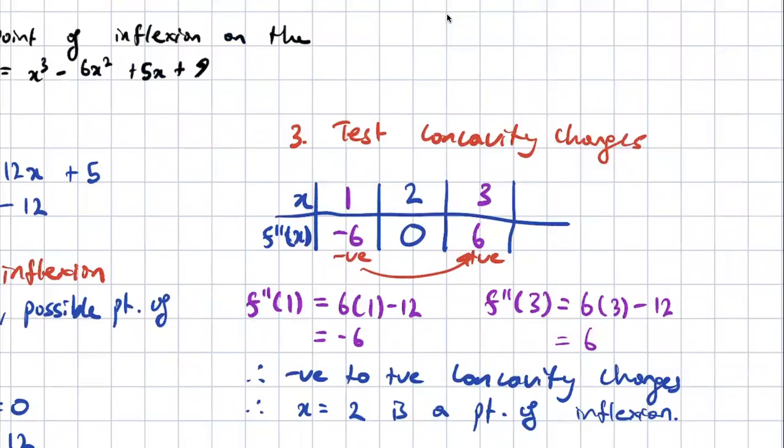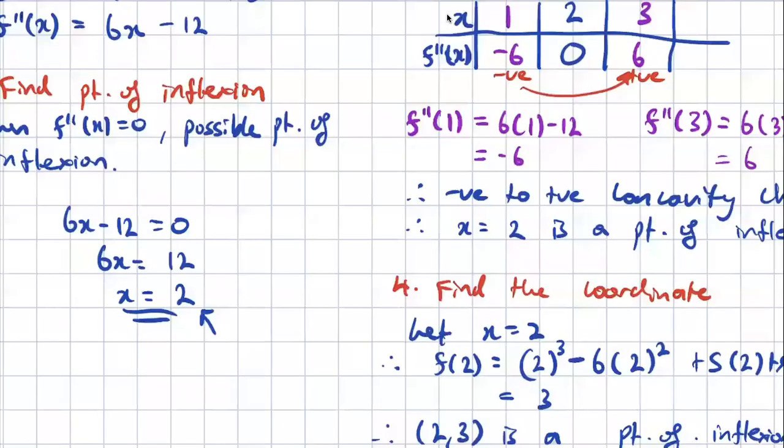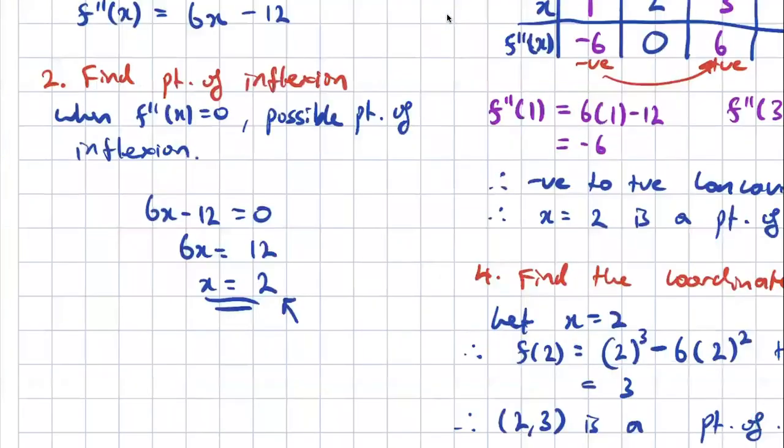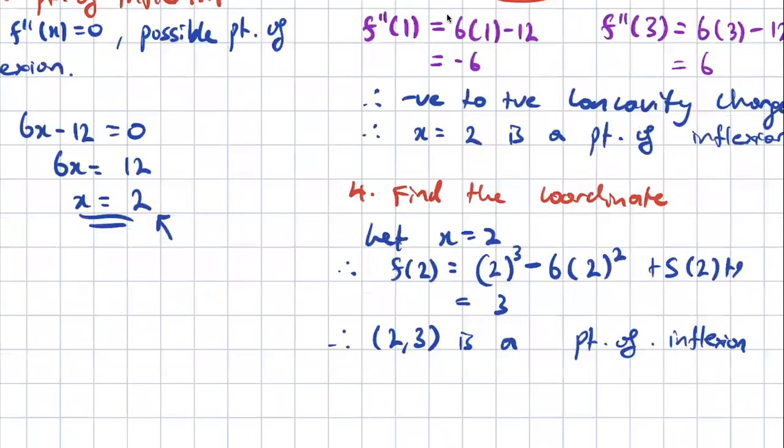In the next video, I'm going to show you an example in regards to a horizontal point of inflection, which follows much the same steps. However, you need to check the first derivative as well to make sure that it's not a normal point of inflection.